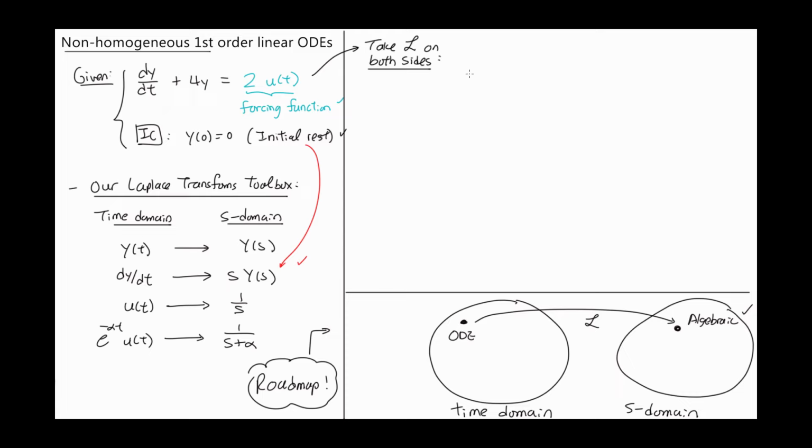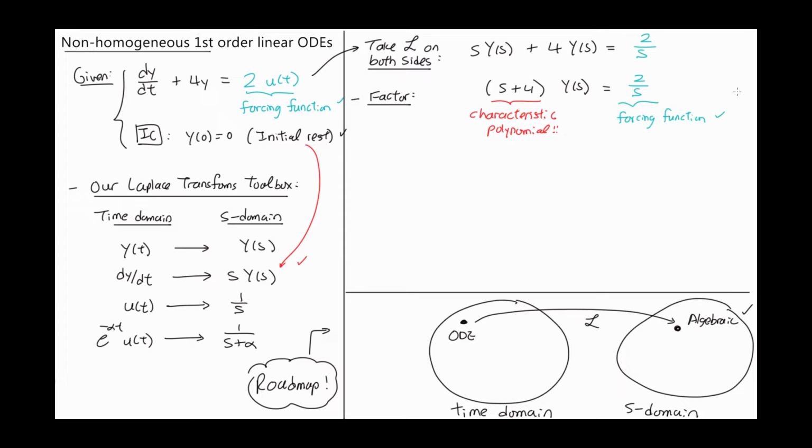So we're going to take the Laplace transform of both sides. We're going to get sY(s) plus 4Y(s) equals 2 over s. Once we factor out Y(s) on the left-hand side, we get something really cool. That's the characteristic polynomial, and that's the forcing function. So they're kind of segregated.